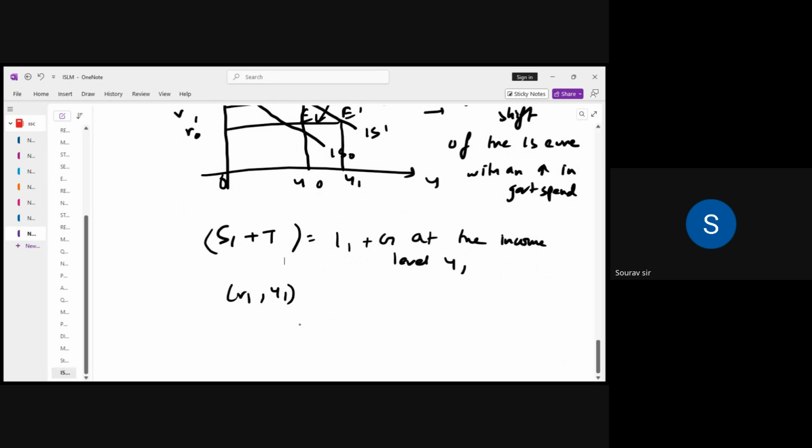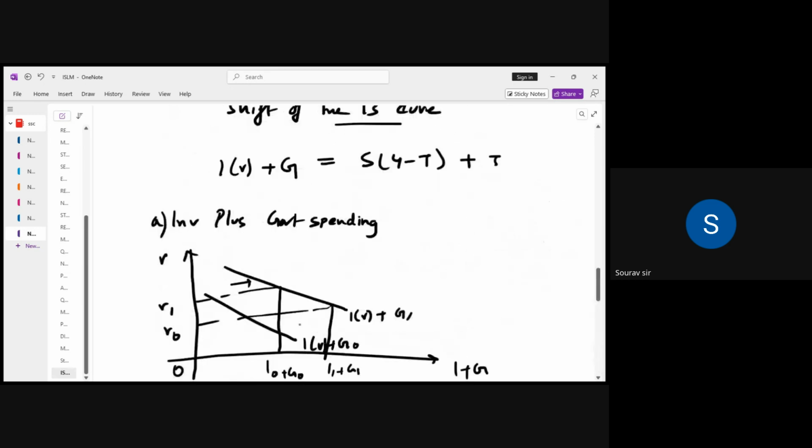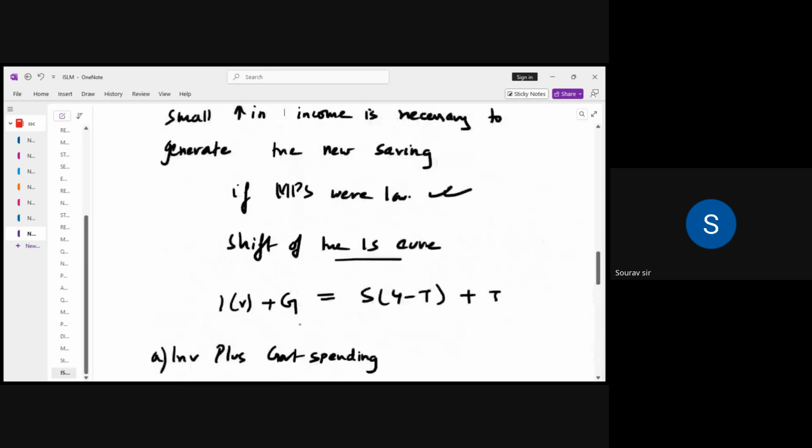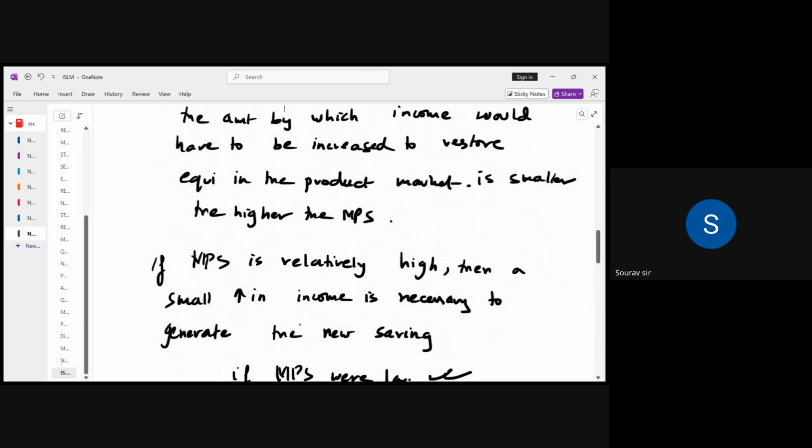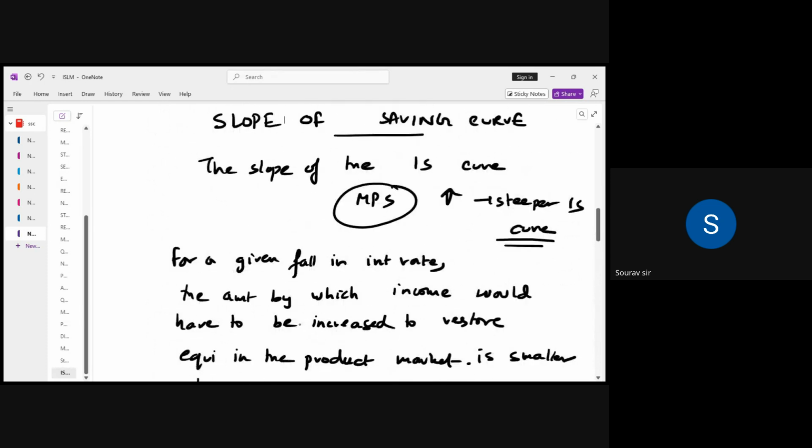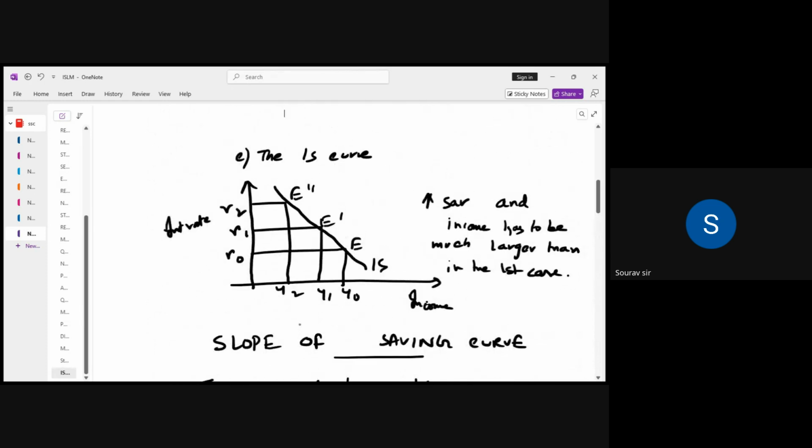You're not understanding this one? The last one which we did. Okay. So by proceeding this way, we derive the IS curve, which is a locus of all the combinations.